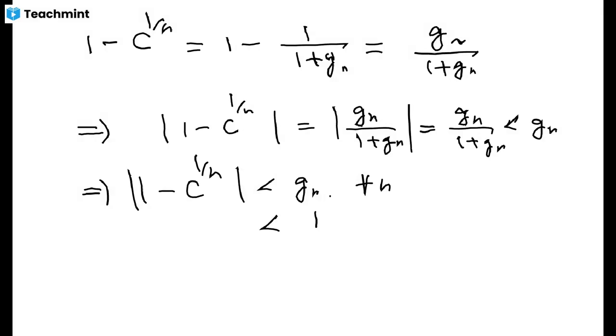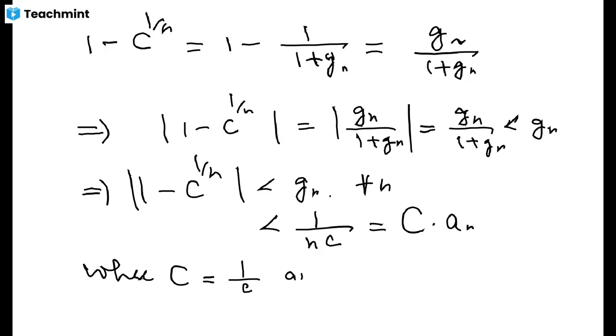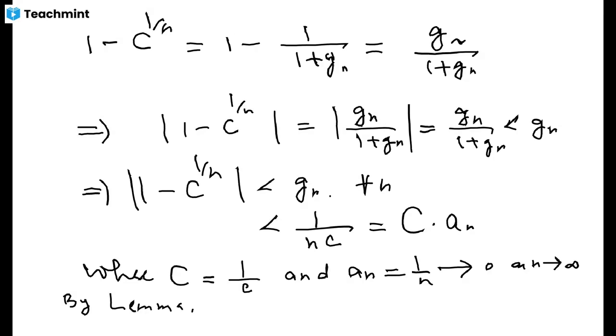So this is less than 1 upon nc, which can again be labeled as some constant capital C times an, where you keep this capital C to be the constant 1 upon small c, and this sequence an is 1 by n. Clearly this capital C is a positive number, and this sequence goes to 0 as n goes to infinity. Hence, invoking once again the lemma, I get that the limit of the sequence c to power 1 by n is equal to 1, and this completes all the possibilities of the value of c, and in every possible value the limit is the same, that is 1. So this is one of the results that we establish.